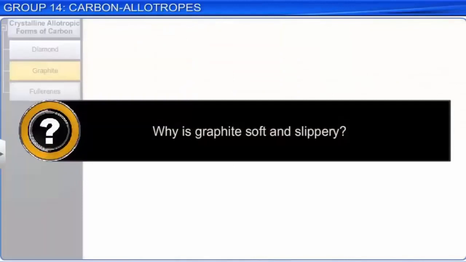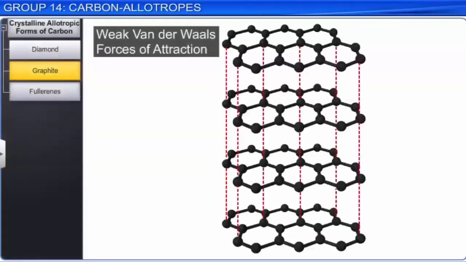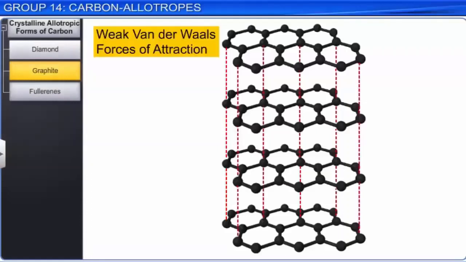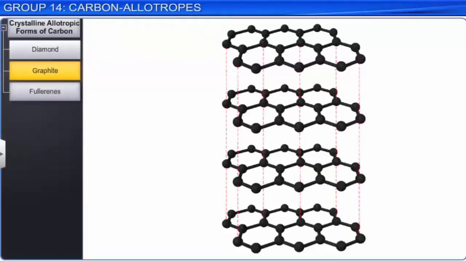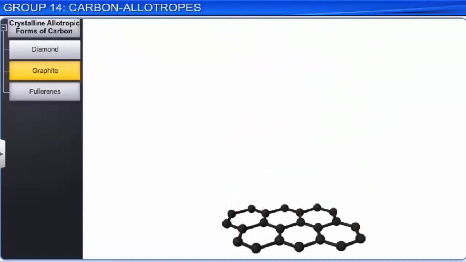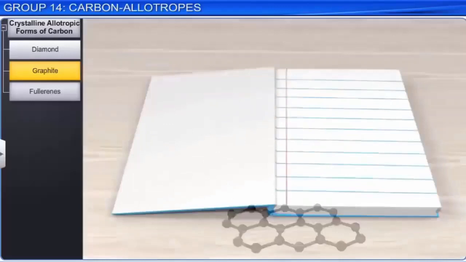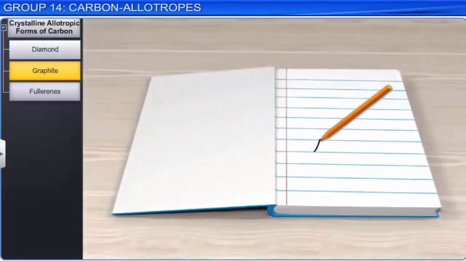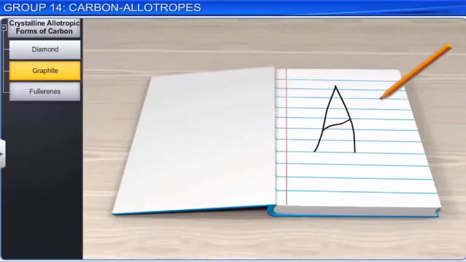Try to answer this question on your own before proceeding. Why is graphite soft and slippery? The layers in graphite are held together by the weak van der Waals forces of attraction. Thus, the layers slide past over each other and break off easily. When you take notes with your pencil, you leave layers of graphite behind on the paper.